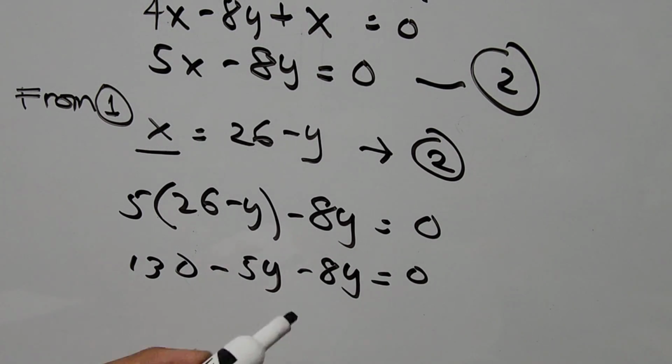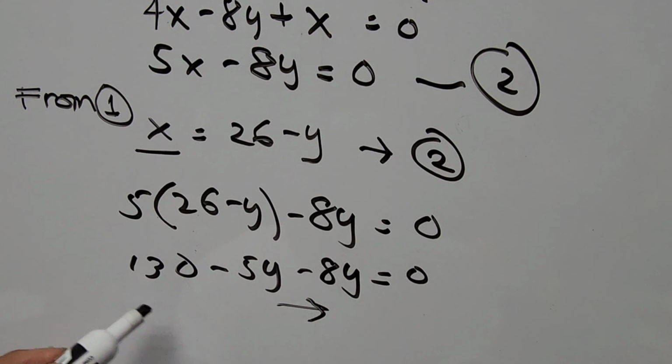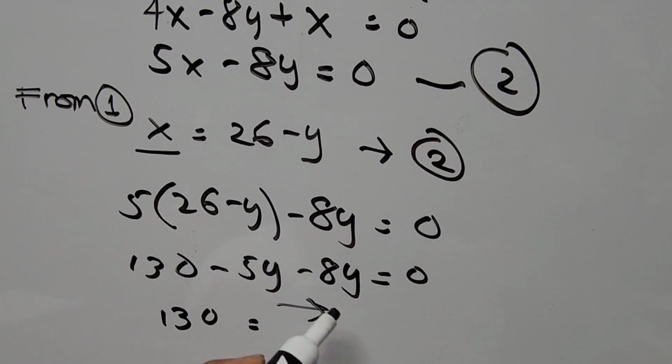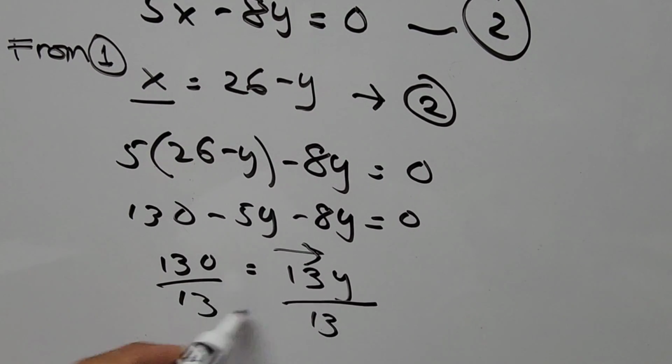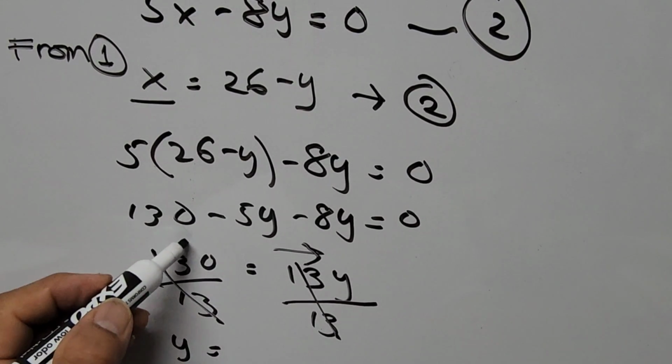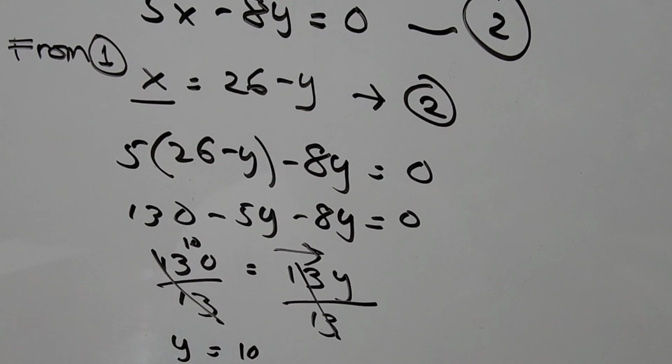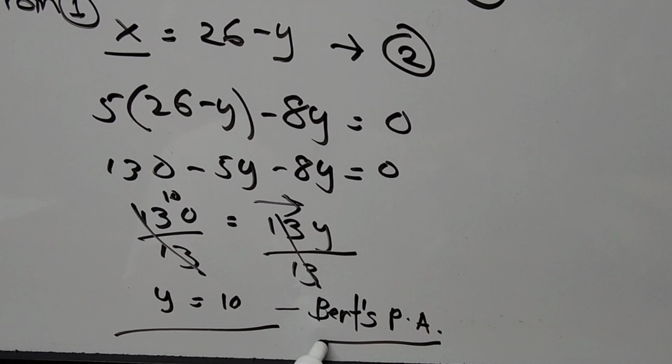So put the variable to the right and the constant on the left remains here. So we have 130 equals 5 plus 8, which is 13y. So these are positive. From negative going to the right will be positive. Solving for y, divide by 13 on both sides. So we have y is equal to 10. Y is 10. So 10 years. This is Bert's present age.